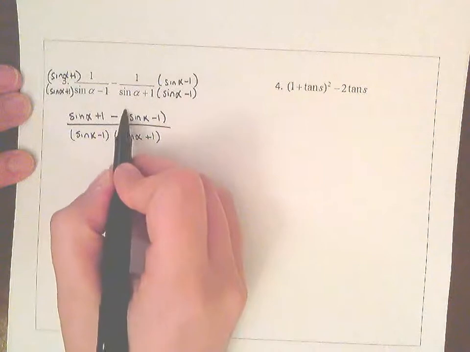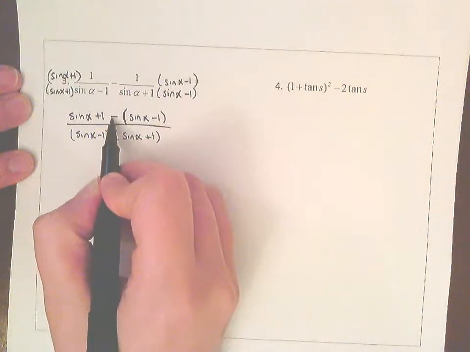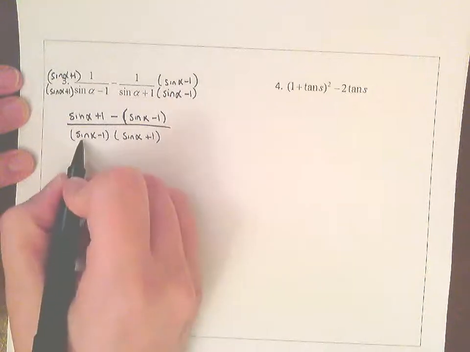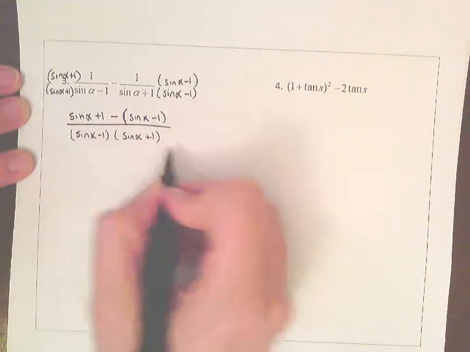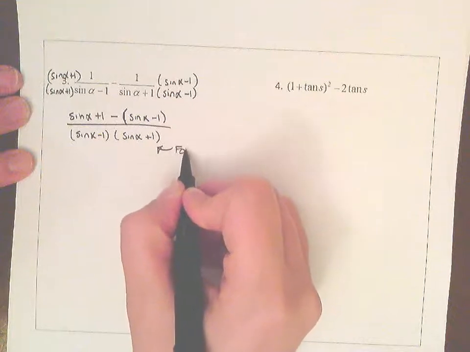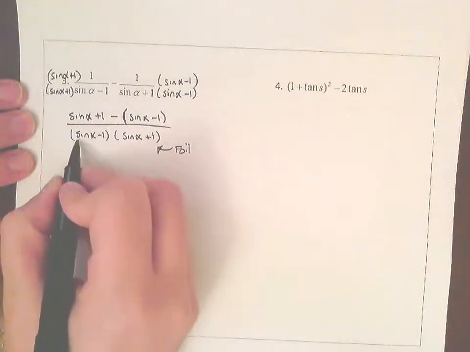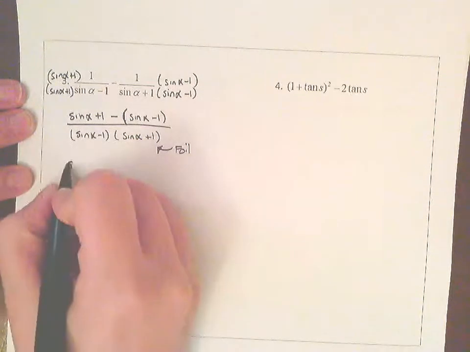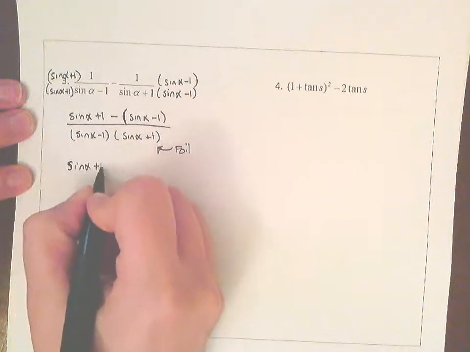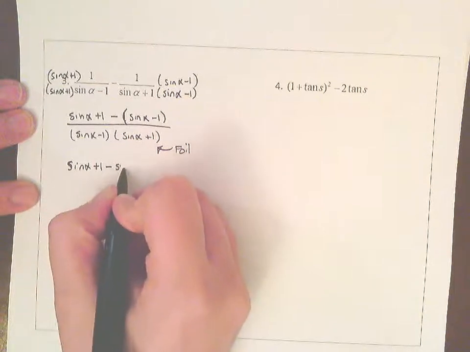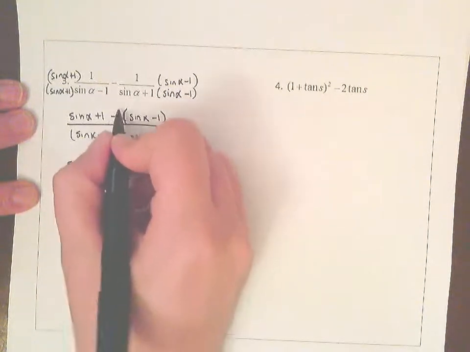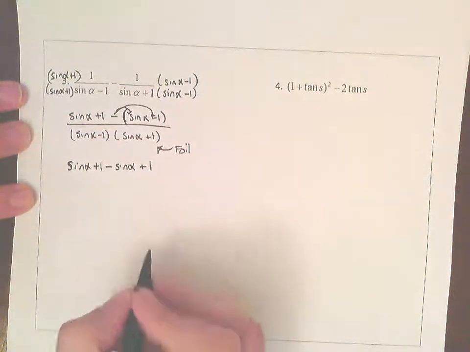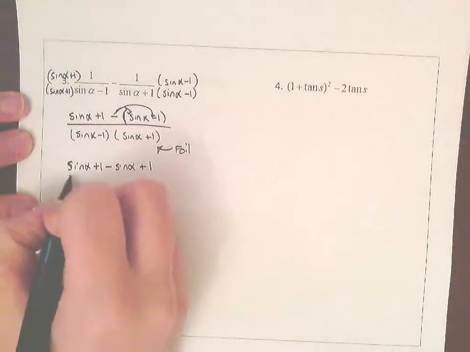Alright, now you notice how I put parentheses here because this is a minus sign. So this is going to get distributed to everyone up top. And then here what we can do is we have a binomial and another binomial. So what I can do to these guys to simplify them is actually FOIL them. Let's do the top part first. So sine of alpha plus 1 minus sine of alpha, and then plus 1. And you notice this is going to clean up pretty nicely.